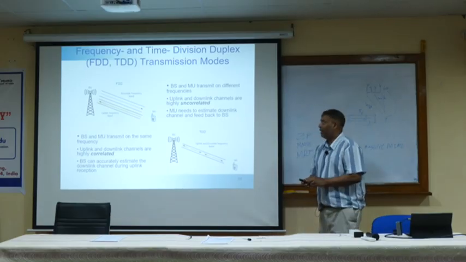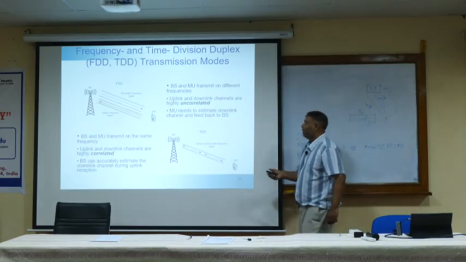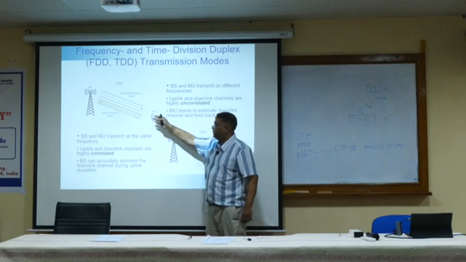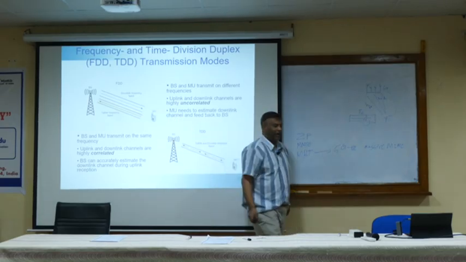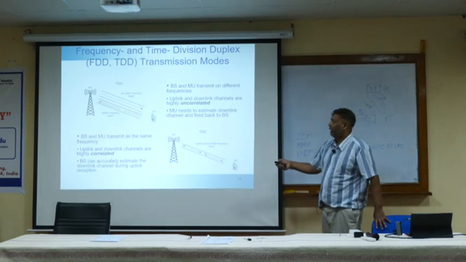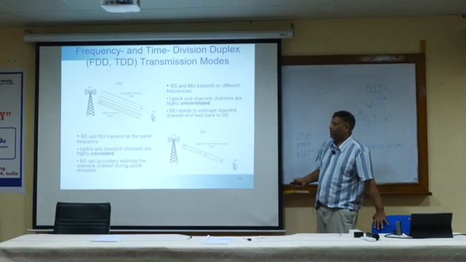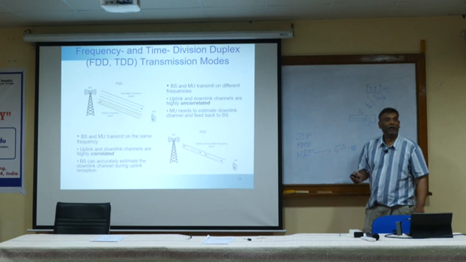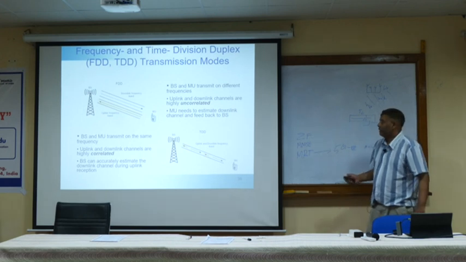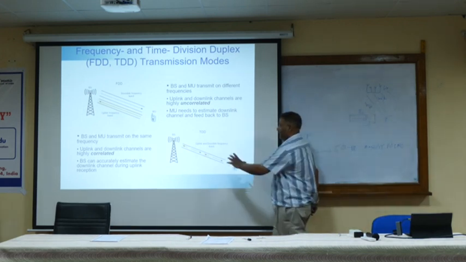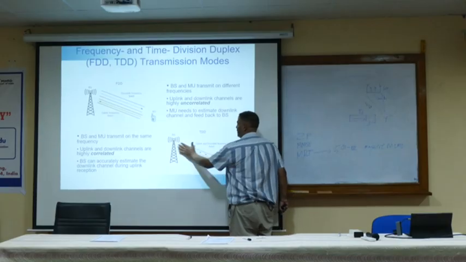But up to 4G, we don't have a massive MIMO system. We have only 4 or 8 antennas, so we can do an FDD system successfully, okay? Any question? Okay? So that's the beauty of TDD. You have channel reciprocity.